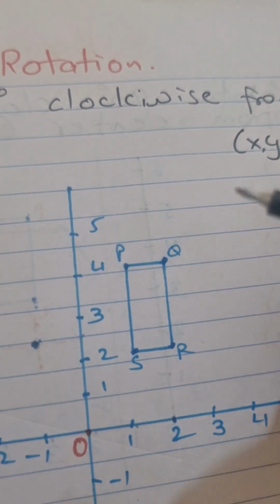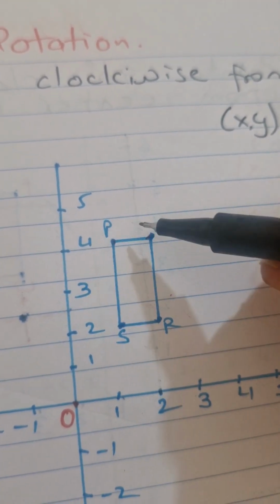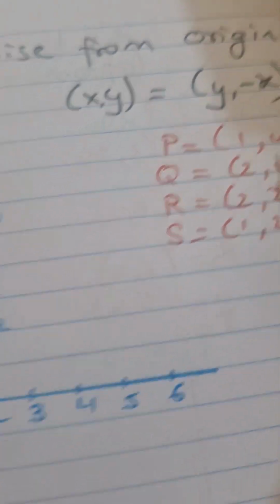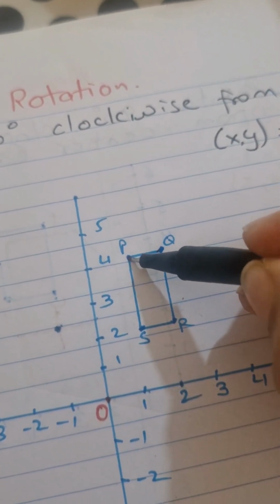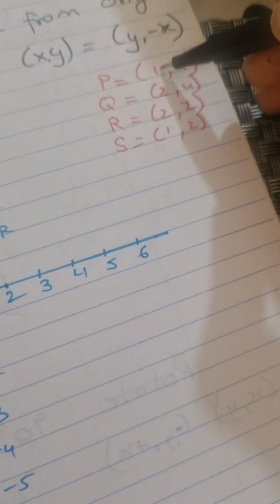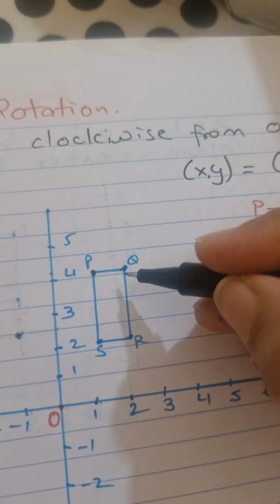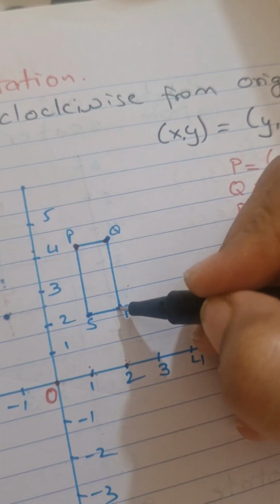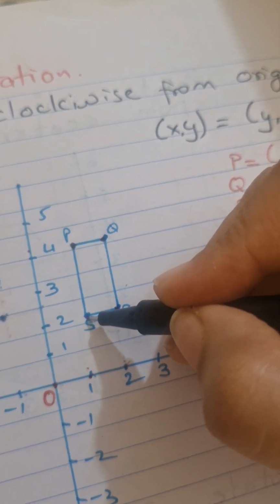Okay, so first step, you will find the coordinates of these 4 corners. I have already found here 1 and 4. Look at the P. The corner of P is x-axis 1, y-axis 4. So 1 and 4. Then coordinate for Q is 2 and 4. R is 2 and 3 and S is 2 and 2.